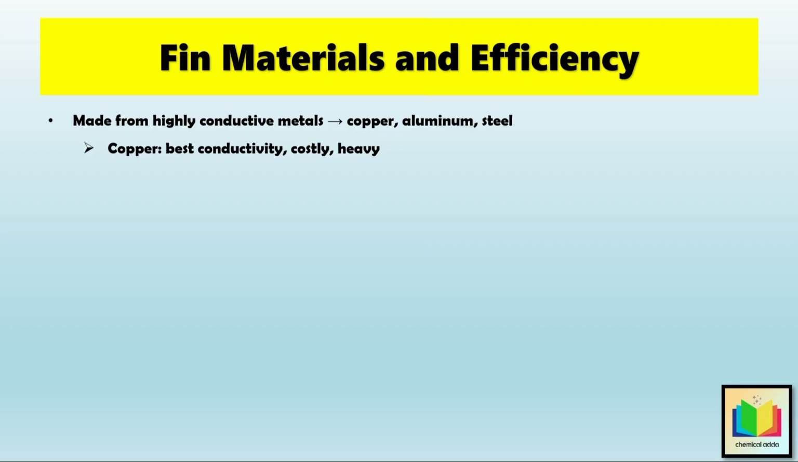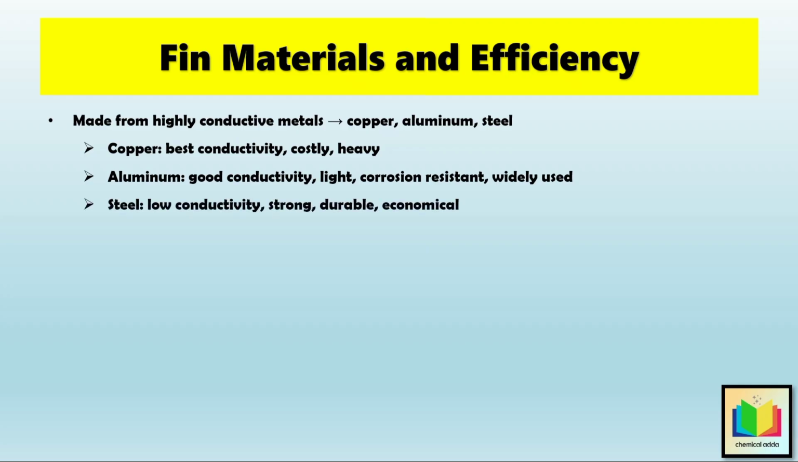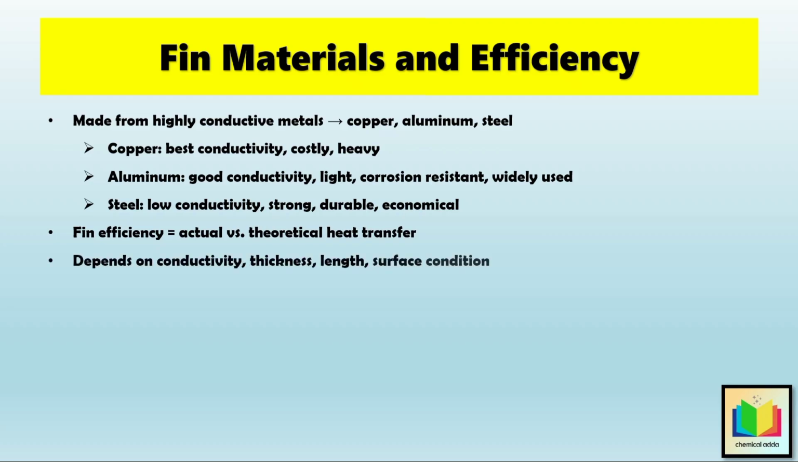On the other hand, aluminum offers good conductivity and is lightweight as well as naturally corrosion resistant, which is why it is widely used in HVAC systems and automobile radiators. Steel, though it has a much lower conductivity, is strong, durable, and economical, making it suitable for heavy-duty industrial applications. Then as we know, the efficiency of a fin is defined as how effectively it transfers heat compared to its theoretical maximum, and this efficiency is influenced by several factors, such as the thermal conductivity of the material, fin thickness, fin length, and surface condition.